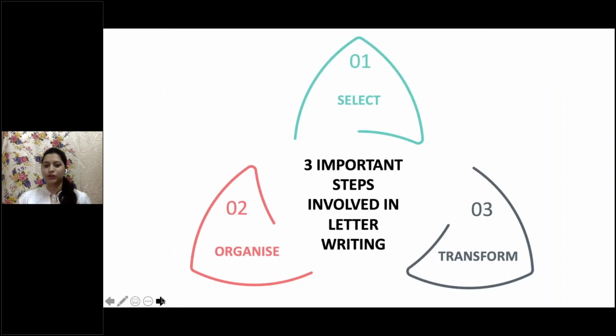So let's move on to the body of the letter. There are 3 important steps involved in letter writing. The first one is selection of information. 2 is organization. 3, transformation. When it comes to transformation, we're basically talking about paraphrasing and grammar and things like that, which I will touch upon in a bit.